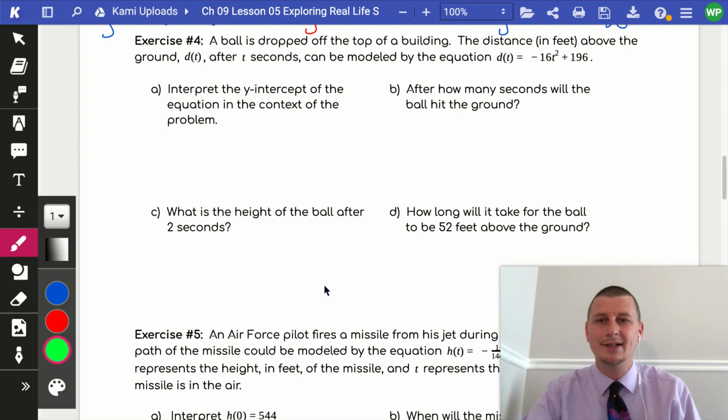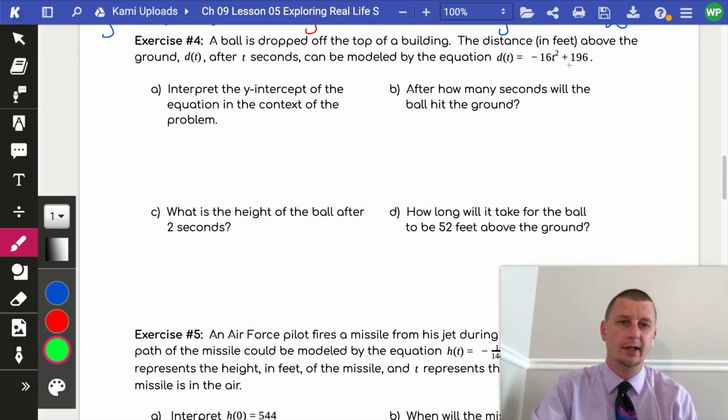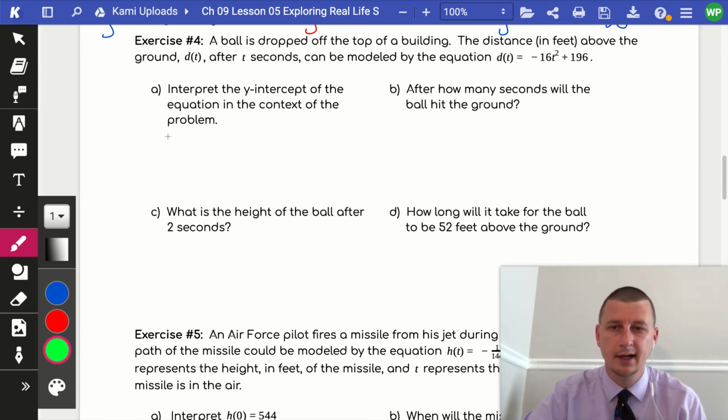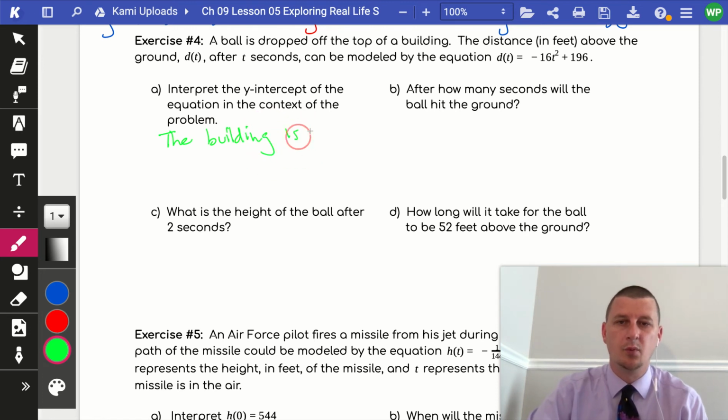First thing we want to do is interpret the y-intercept of the equation in the context of the problem. Since it's in standard form right here, our y-intercept is where t equals 0. If we substitute 0 in for t, this will cancel out, and 196 is going to be the y-intercept. Now, what does that mean in the context of the problem? A ball is dropped off the top of a building. If the y-intercept, or the initial amount, is 196, that means the building is 196 feet tall.